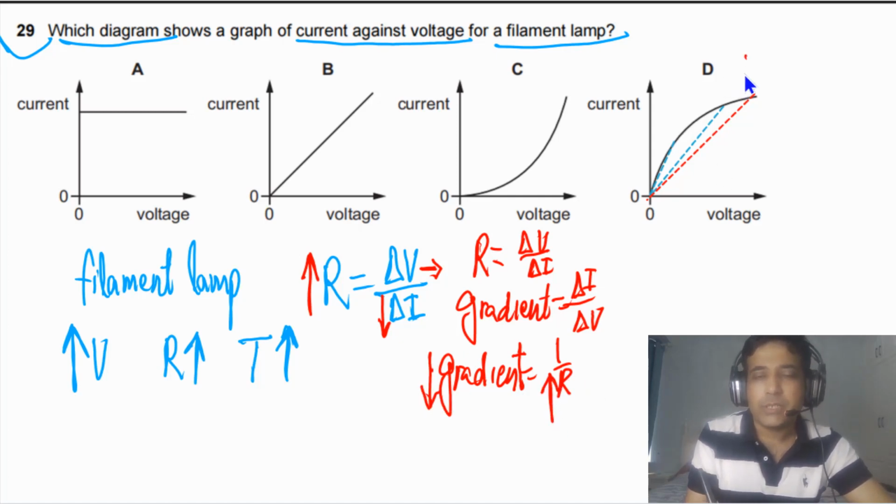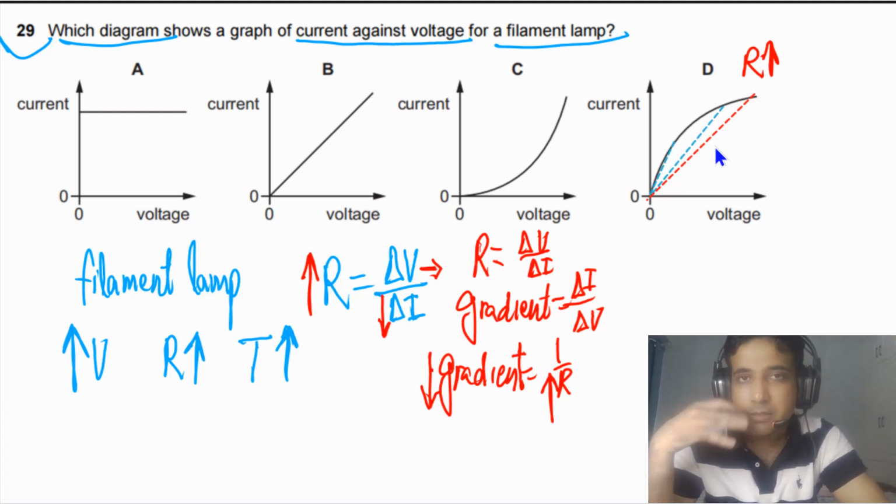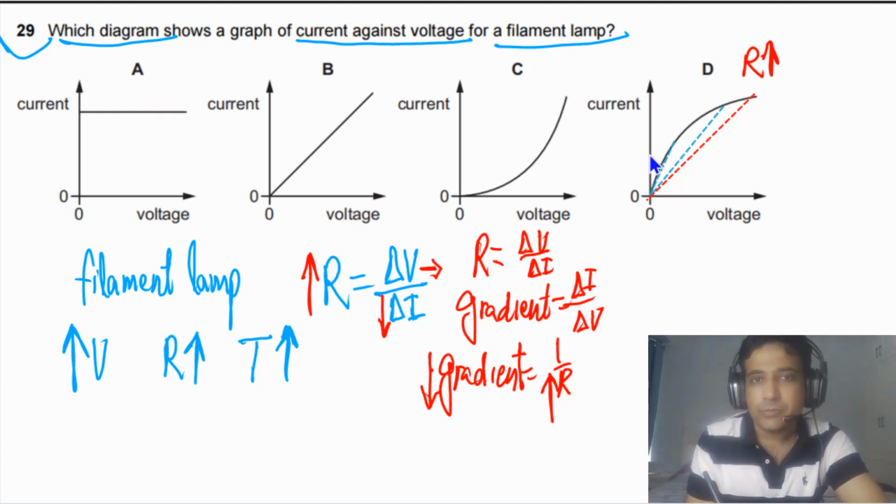So this is a proper way to find whether the resistance is increasing or decreasing. Simply draw the secant line and find out the gradient. In this case, the gradient of the secant line is decreasing. It means that the resistance is increasing. So the answer for this question is D.